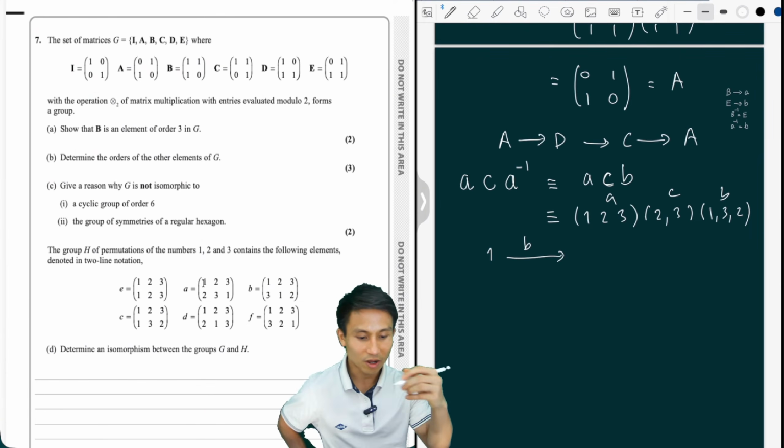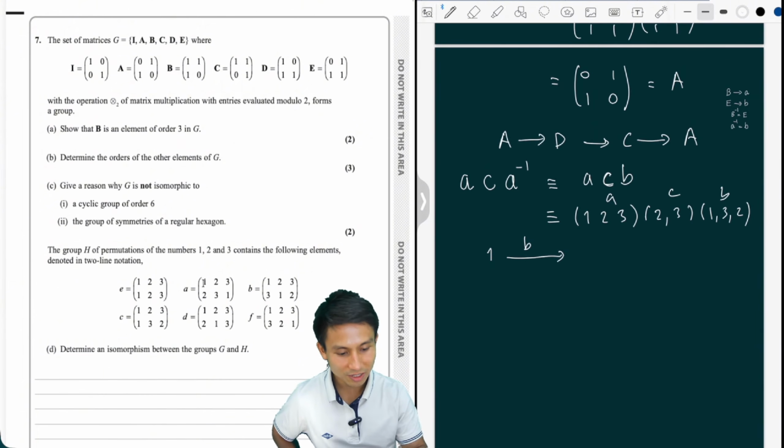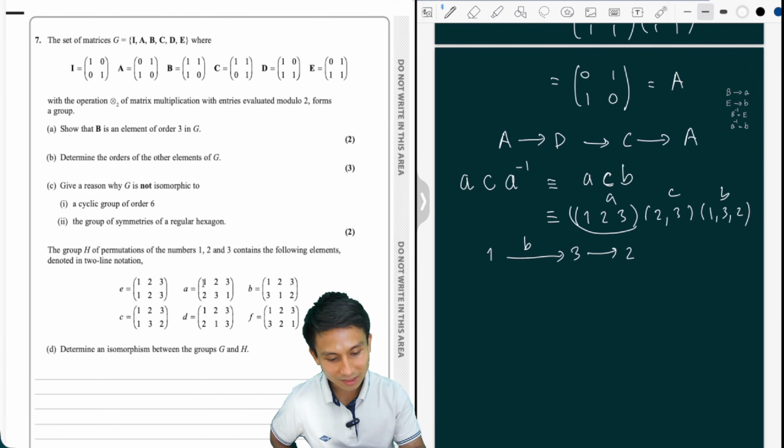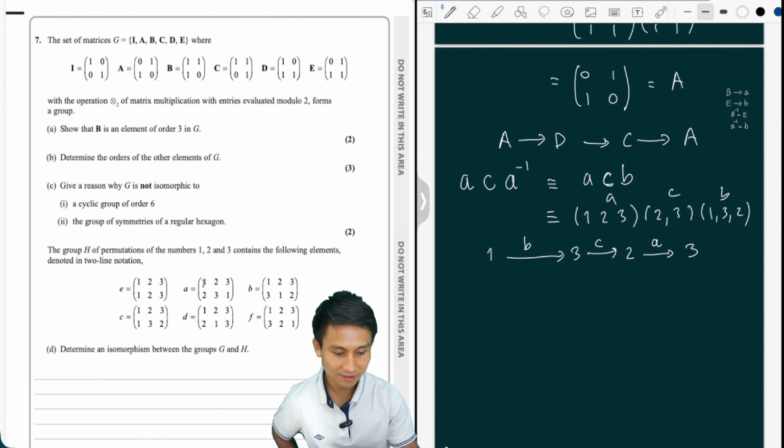So if you start from 1, applying the operator B, you're going to go to 3, right? If you're at 3, you apply operator C, you're going to go to 2, because 3 to 2, 2 back to 3, like that. And then you apply this operator, let me write C here. And then you apply A for the last one. You're at 2, you're going to go to 3, right?